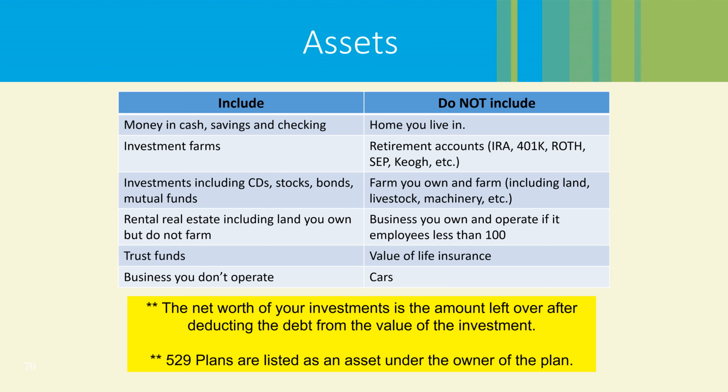The farm you own and operate is not considered an asset. So that includes the land, the livestock, the machinery, the buildings. Anything to do with that farm is not an asset for FAFSA purposes.